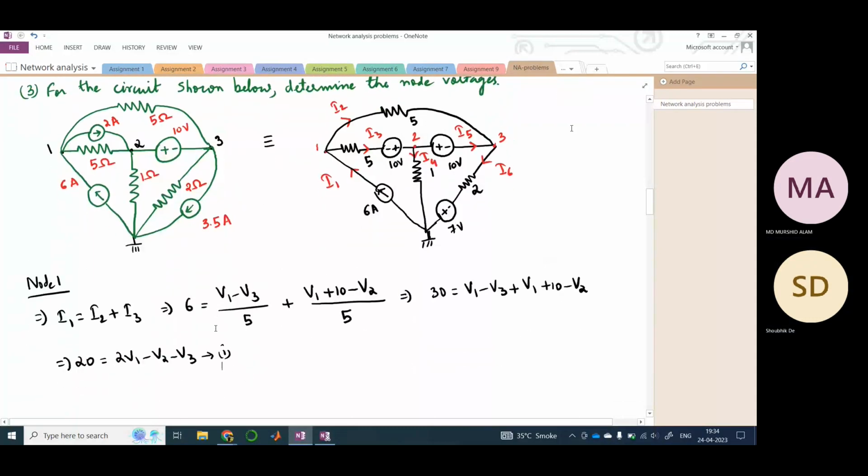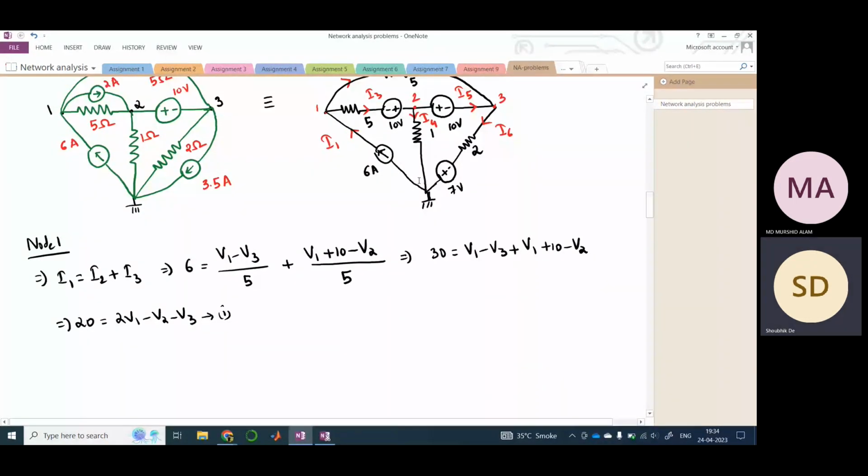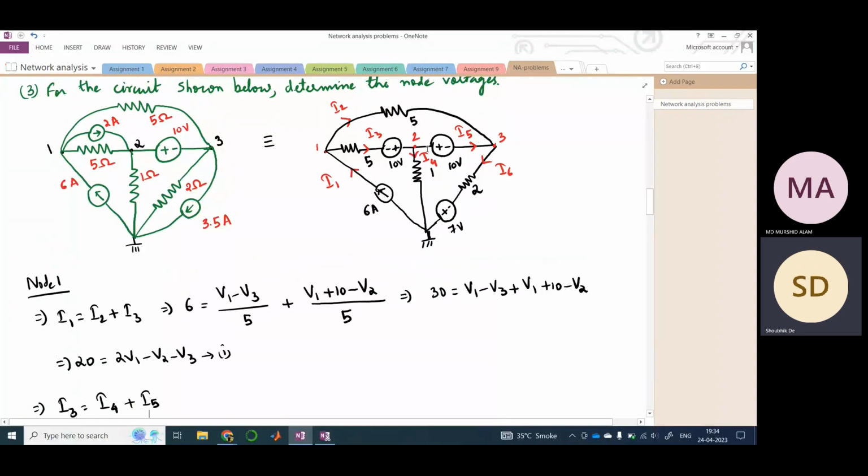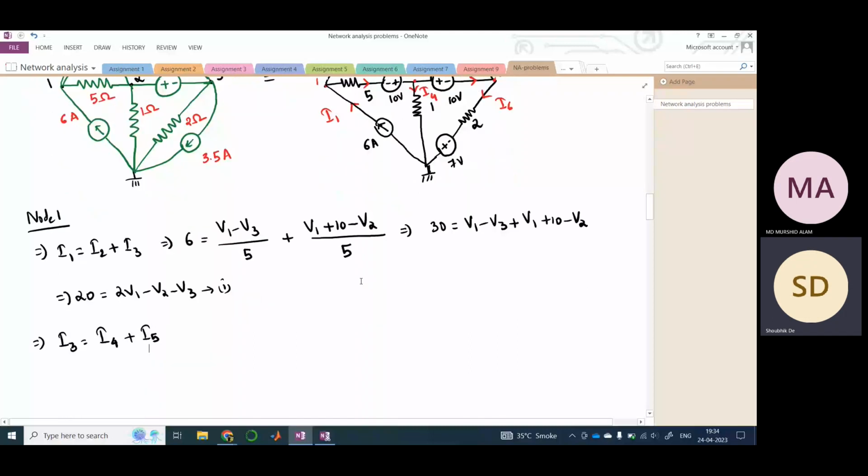Now, before applying nodal analysis to node 2 and node 3, carefully see. I3 is getting divided into I4 and I5, right? This is also a super node problem, because node 2 and node 3 are connected by this 10 volt source. There is no resistance in this path, so you can't apply the voltage drop across a resistance. There is definitely a current flowing through that, but you can't write it using a resistance because there is no resistance.